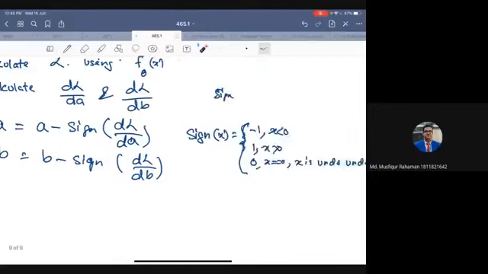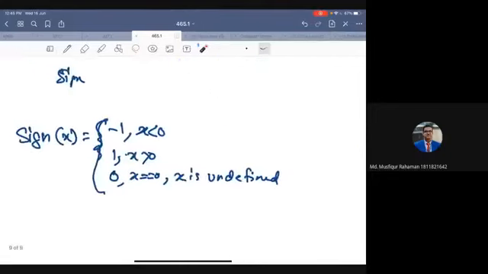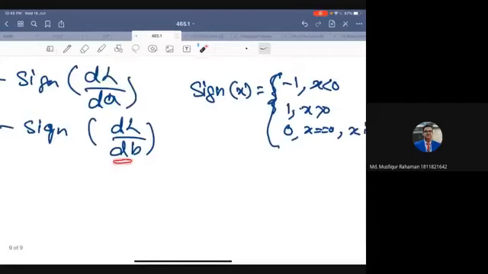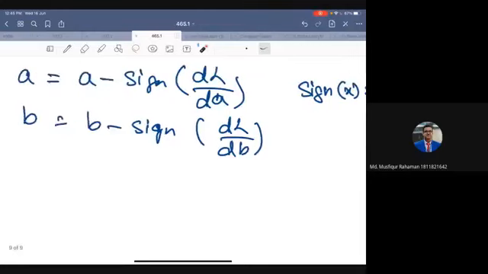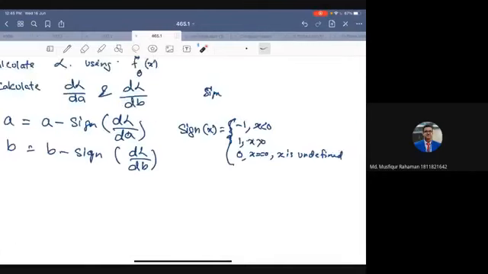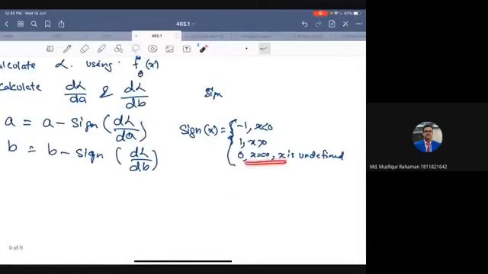Okay, and if we hit a point where x is 0, well, in this case, if we hit a point where either the derivative is 0 or the derivative is undefined, then we don't change it, because for our function that we've chosen, this is fine.